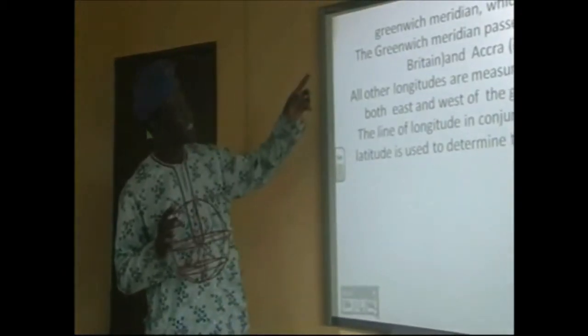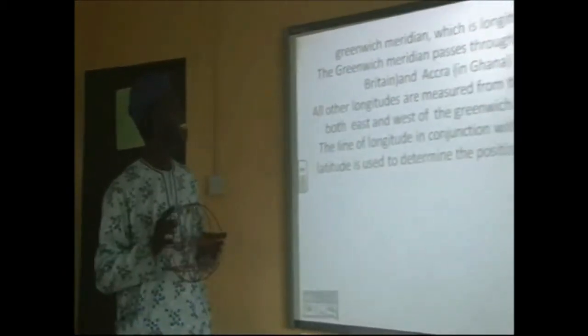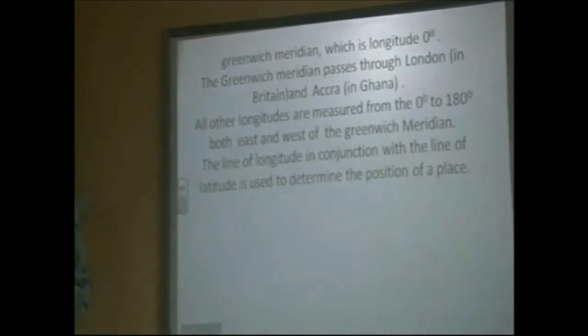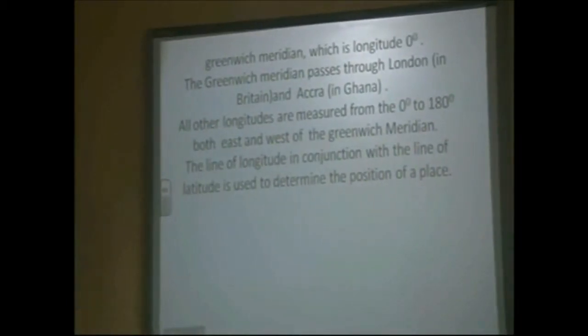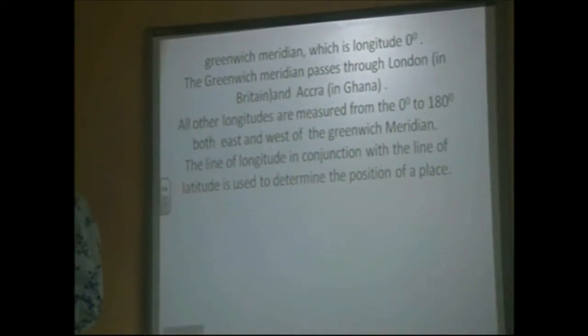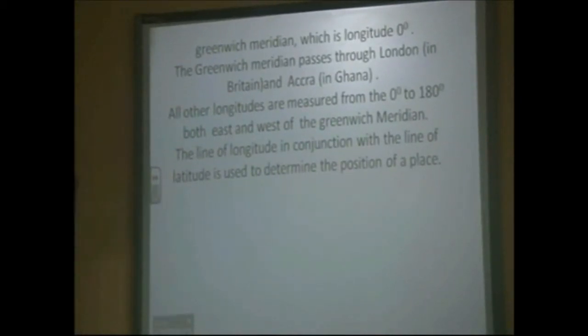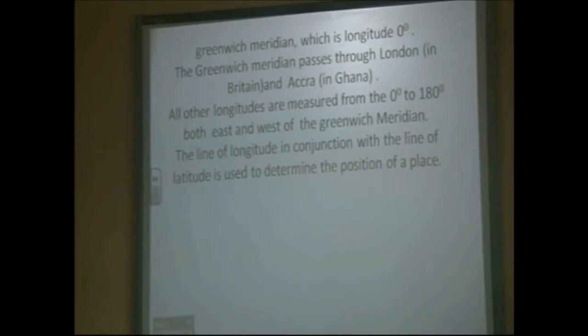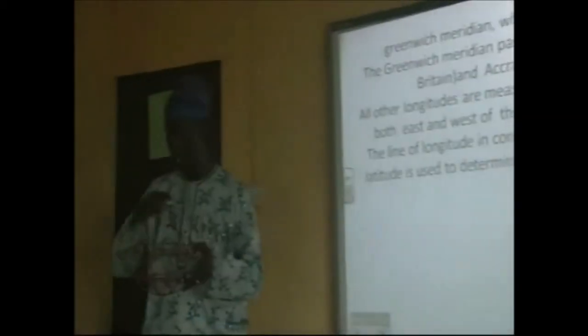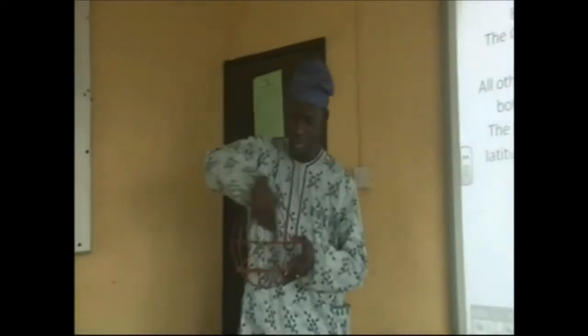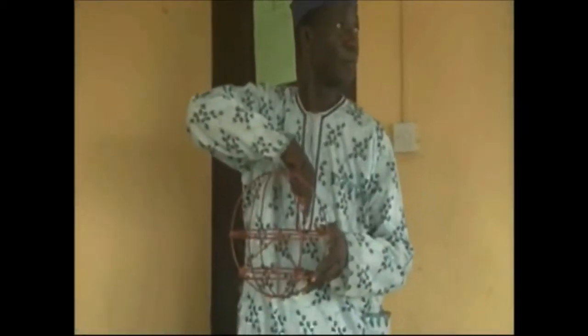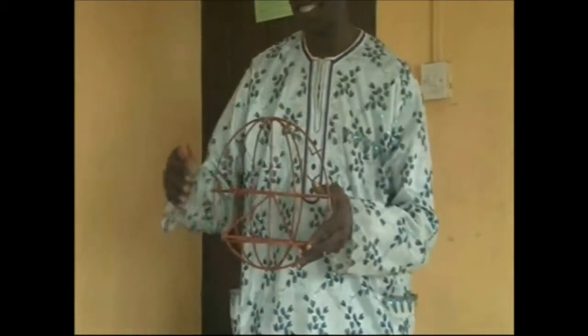So the Greenwich meridian, which is longitude 0 degree, passes through London in Britain. And it also passes through Accra. I know you have heard of Ghana. Yes, the Greenwich meridian passes through Accra in Ghana.